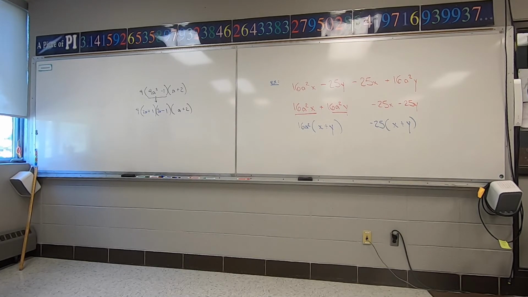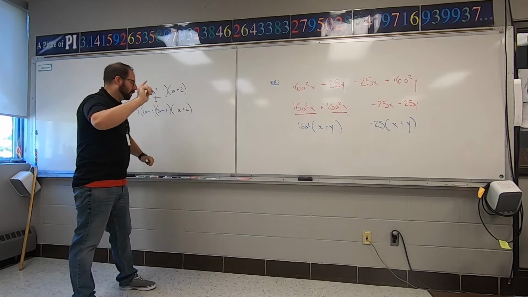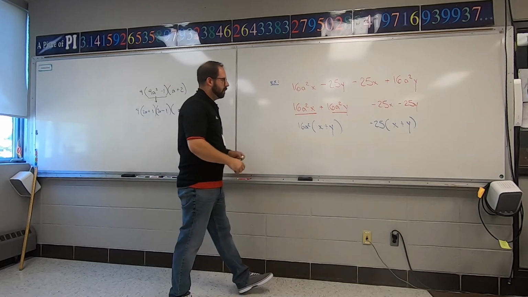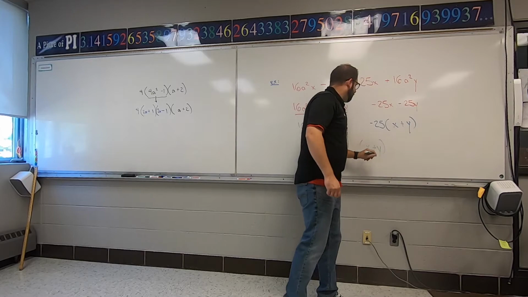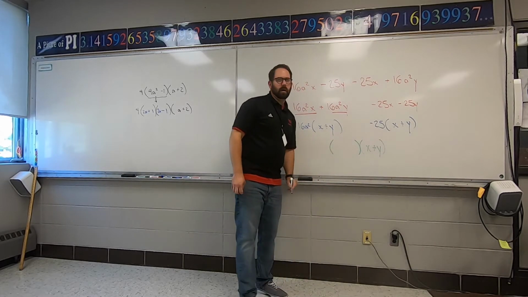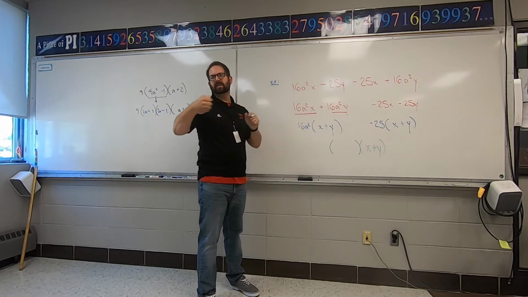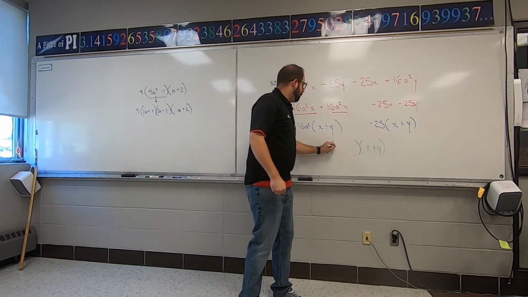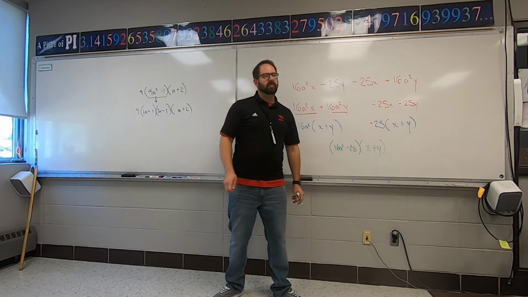Okay, I'm going to stop there just for a second. Questions? Okay, now we're to the point where we kind of see the front and the back. What do they both share? X plus y. Perfect. So they have the x plus y in the back. I'm gonna leave it back there. It's like I'm ripping the x plus y off of both of those things. What was left if the x plus y's disappeared? 16a squared minus 25.